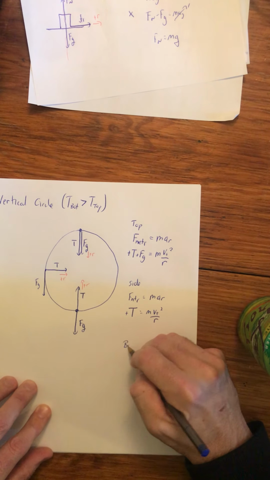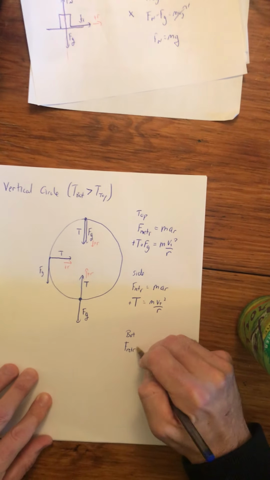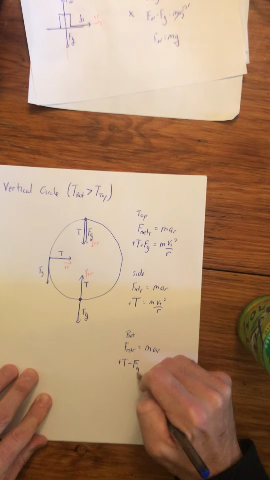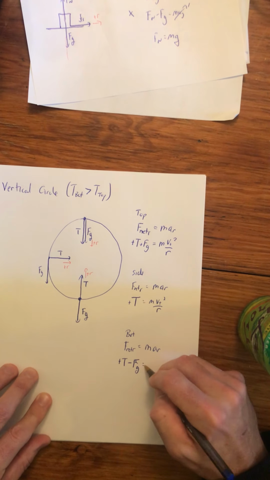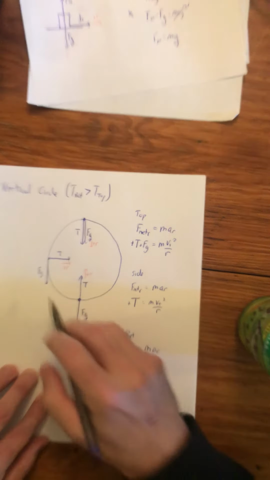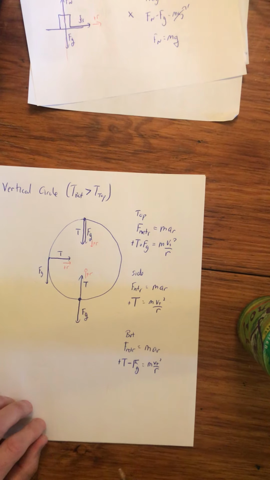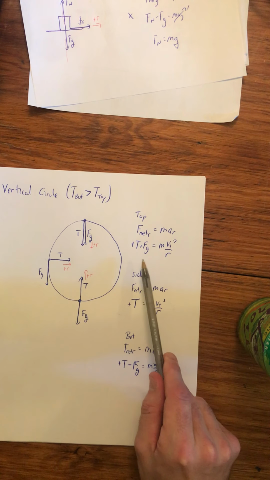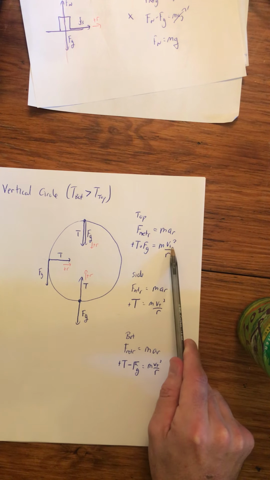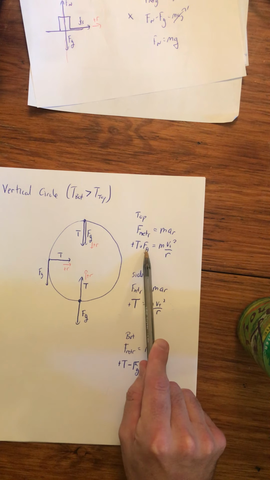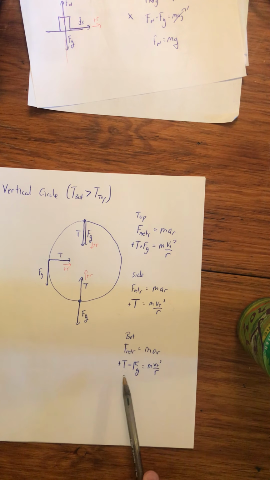And then at the bottom, F net R is equal to m a_R, and that would be positive T minus Fg, because the tension acts inwards and the Fg acts outwards, is equal to m v_t squared over R. Notice Fg doesn't belong in the side equation because it acts perpendicular to the radius. If the radius, mass, and speed stay the same, at the top the tension would be equal to this minus that, at the side just that, and at the bottom this plus that, once again proving that the tension is greatest at the bottom.